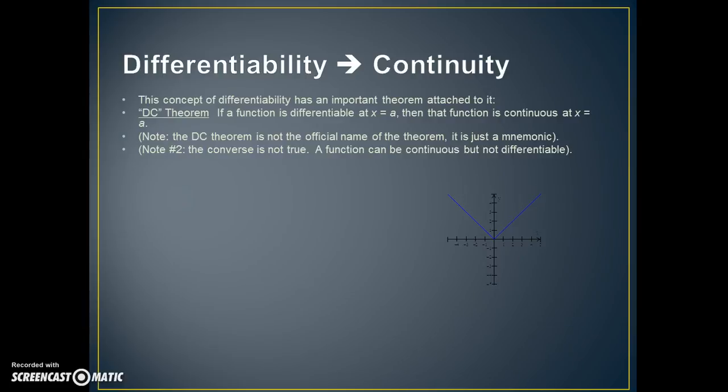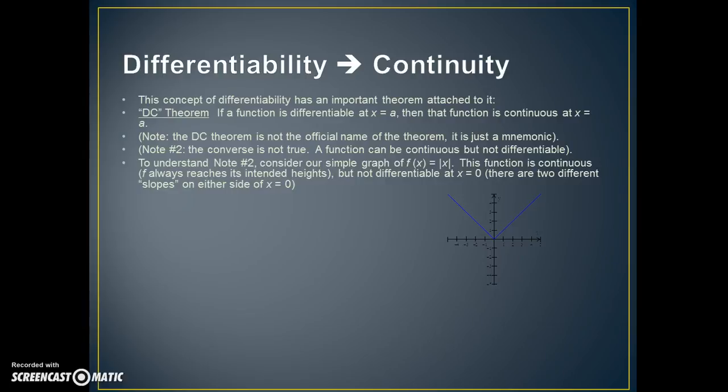And also note that the converse is not true. A function can very well be continuous but not differentiable. Our simple graph of y is equal to absolute value of x is an example of that. This function is continuous at x is equal to 0. In other words, the function reaches its intended height. But the function is not differentiable at x is equal to 0. As we mentioned on the previous slide, there are two different slopes on either side of x is equal to 0.